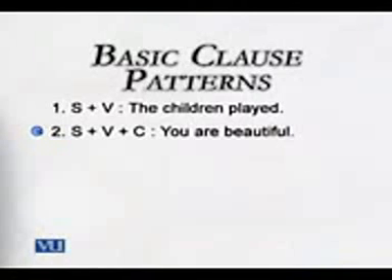Second pattern is what? S plus V plus C. S for subject, V for verb, C for complement. Now, how would we know whether this V is action or condition? Very simple thing. Next is C. C is a complement. It means this is a condition verb. Subject, condition verb, and complement.